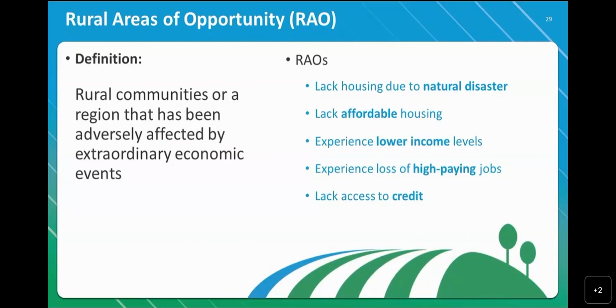When you are in a rural area, we addressed this in the previous webinars as well. A definition is essentially adversely affected by extraordinary economic events. What are those? The area is impacted by disaster. There is lack of affordable housing. Usually high-speed internet is one of those factors as well. Schools, jobs, high-paying jobs, suppressed wages based on the area that you are. And that even happens in California as well. And lack of access to credit, being able to go to the bank and actually be able to receive a loan.